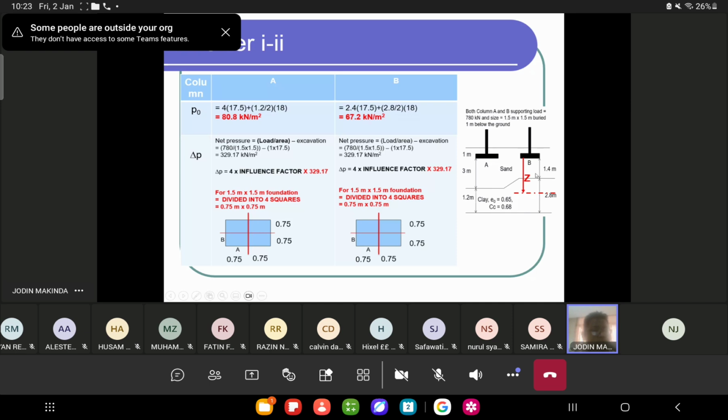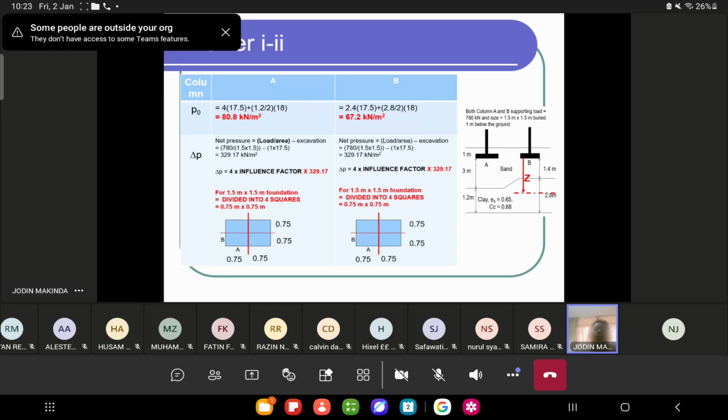From the base, not from the top, yeah, from the base, dari tapak. This is also where students make mistakes. From the base of the foundation to the middle of the clay. So this is your value of Z. The Z is important when we want to calculate or determine the influence factor.